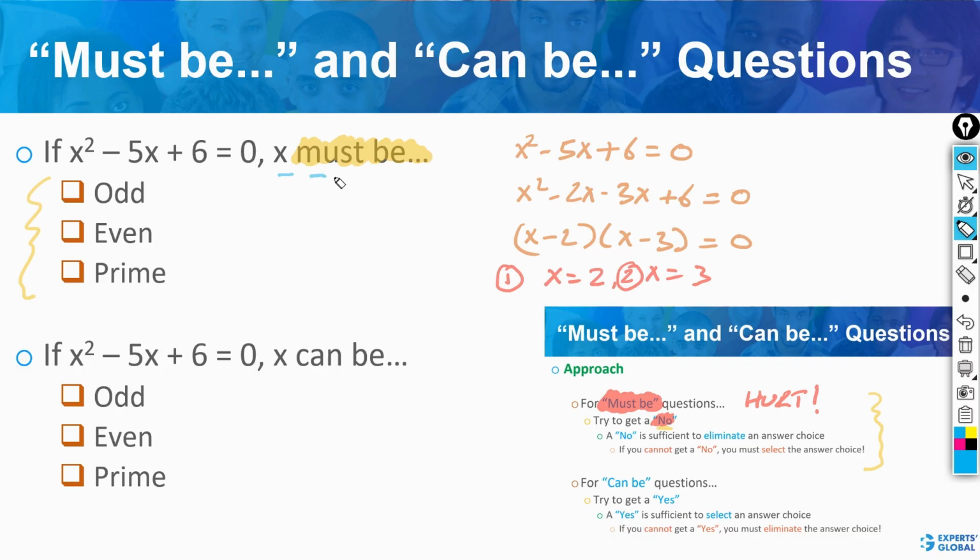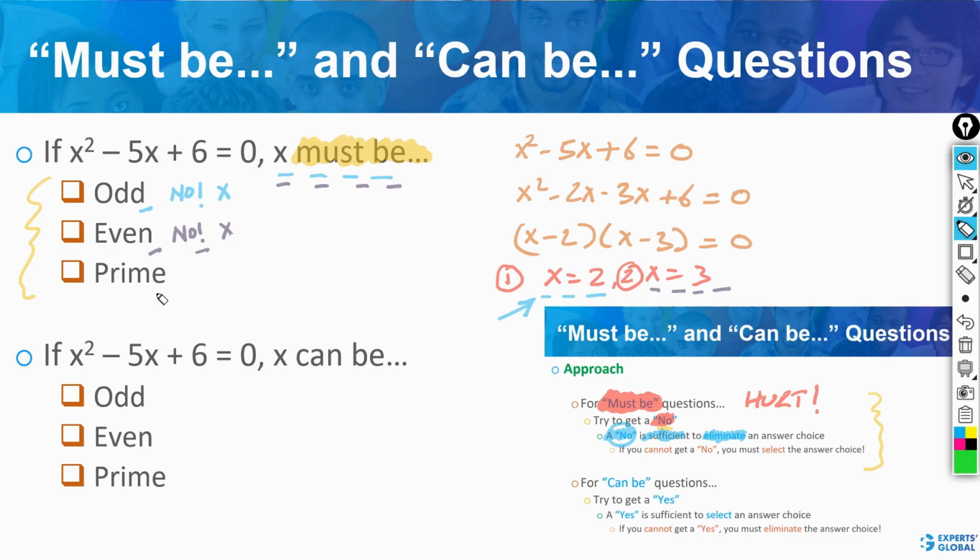So for x must be odd, we can select x equals 2, which is an even value, to get no as the answer. And remember, a no is sufficient to eliminate an answer choice. So with x equals 2, we got a no for x being odd, and we can therefore eliminate answer choice A. Similarly, for x must be even, we can select the odd value of x, which is x equals 3, and we get a value of x that is not even. We got a no, and therefore the second answer choice can also be eliminated.